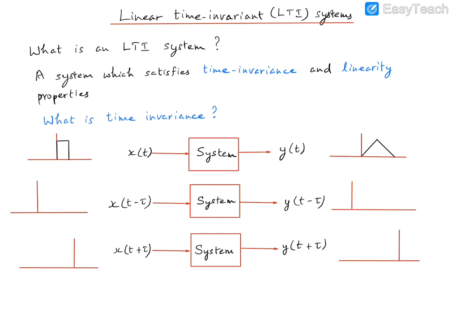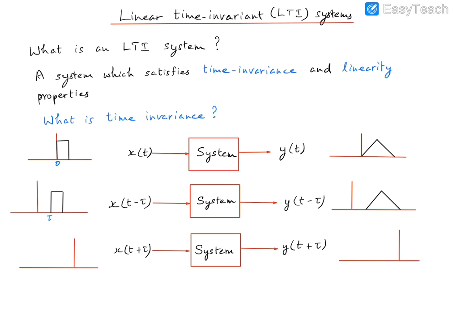So let's say the input, instead of starting at time t equal to 0, is shifted to the right by some amount tau. So previously the input was starting at 0, and now the input is starting at some shift tau. That means the input has been advanced into the future. So the corresponding output will also be advanced by the same amount of time. So the output y of t, which we had when the input was x of t, will be shifted by an amount tau to the right. So we will have a shifted version of y of t like so.